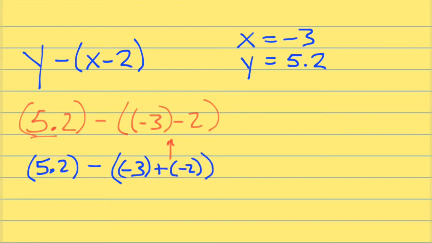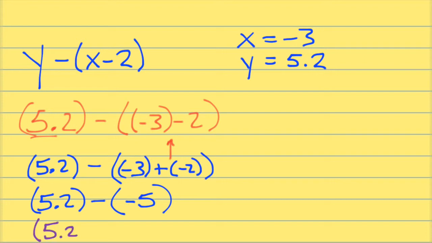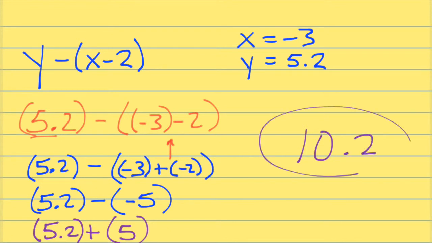Since they have the same sign, what do I do? Right, I add them and keep their sign. So now I've got 5.2 minus negative 5. So I'm going to change that to an addition problem: 5.2 plus the opposite of negative 5, which is positive 5. Now I've just got two positive numbers, so I can add them and keep their sign.